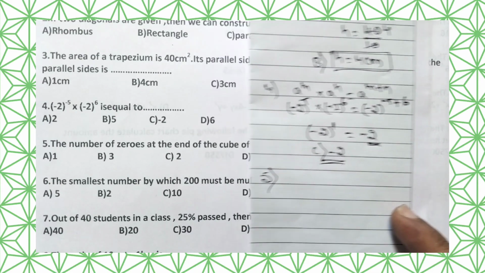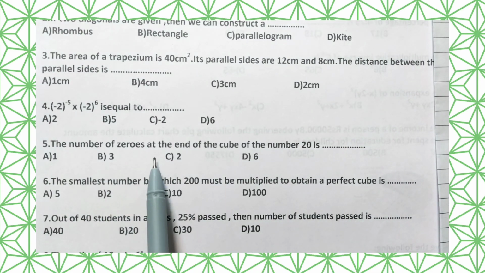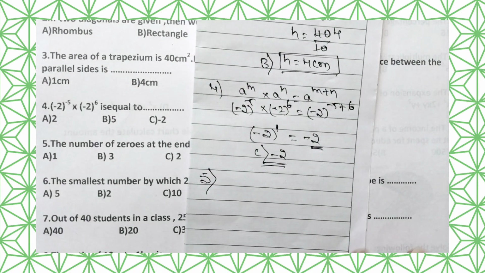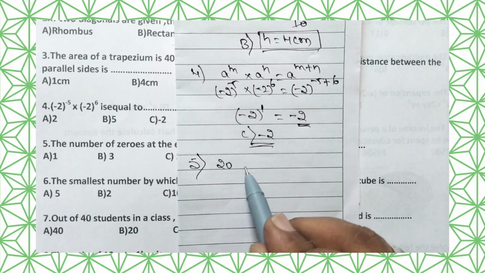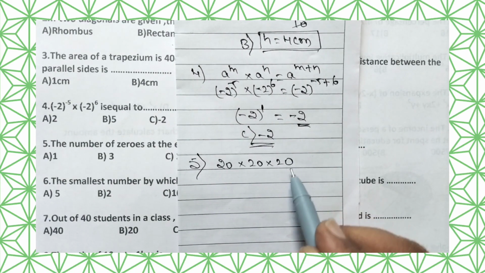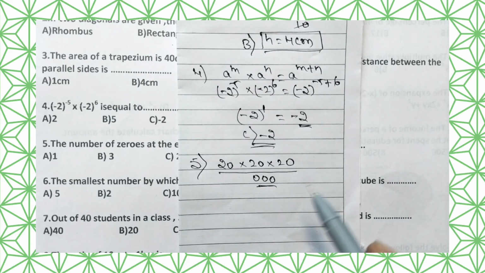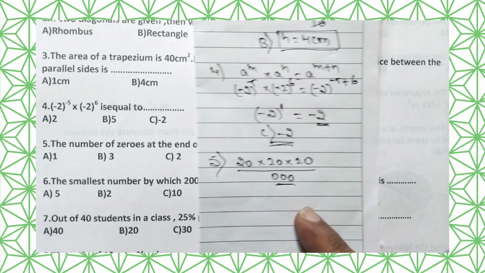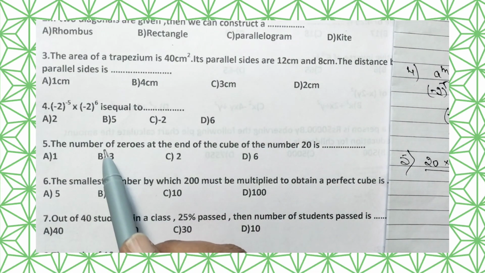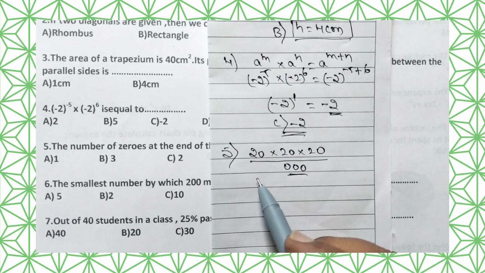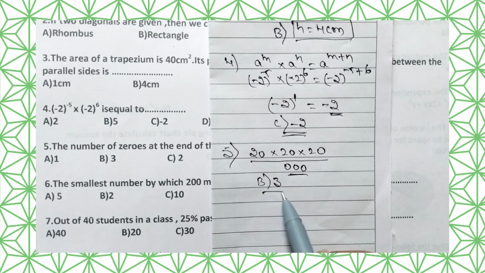Now let us move to the fifth question. The number of zeros at the end of the cube of the number 20 is dash. So let us multiply 20 into 20 into 20. If you multiply, 3 zeros will be there at the end. How many zeros? 3 zeros. So the right answer for this question is option B, that is 3.